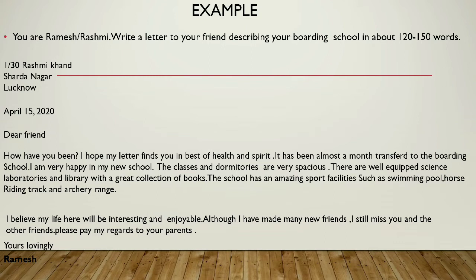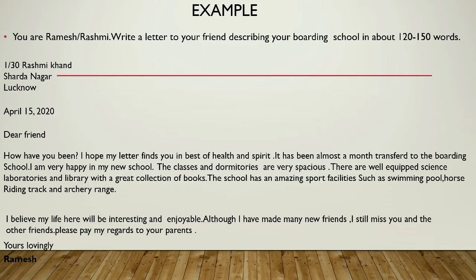So according to the format, first of all, we will write sender's address on the left hand side as 1/30 Rashmi Khand, Sharda Nagar, Lucknow. Then after leaving a line, we will write date as April 15, 2020. And again, we'll leave a line and we'll write salutation as dear friend because we are writing this letter to our friend. Then from the next line, we can start writing our content.